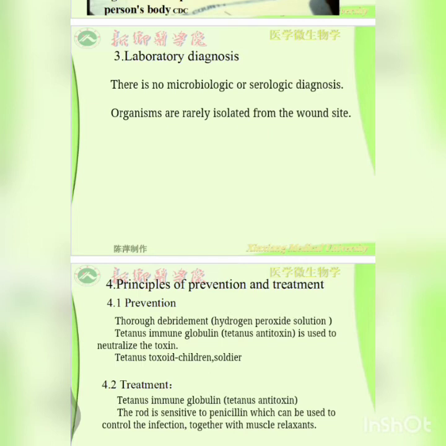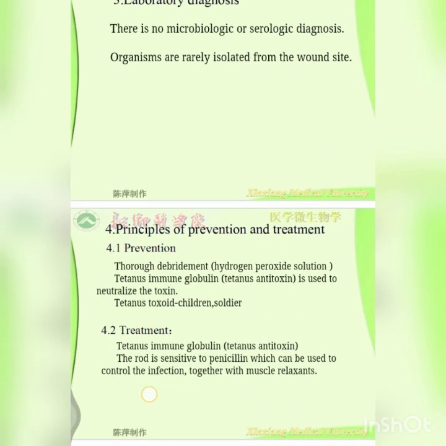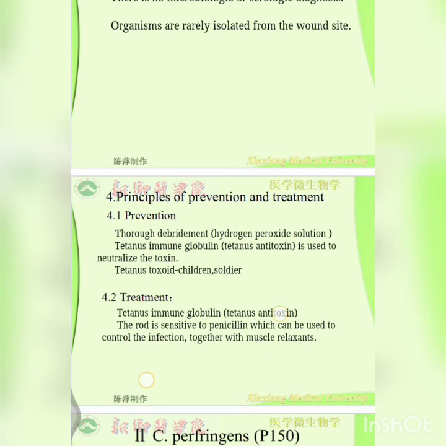And the treatment strategy; here we will see the prevention. Debridement, hydrogen peroxide solution, and tetanus immune globulin, which is very important. The tetanus antitoxin is used to neutralize the toxin, and the tetanus toxoid is given to children and soldiers. For treatment, tetanus immunoglobulin and antitoxin are used. The rod is sensitive to penicillin, which can be used to control the infection together with a muscle relaxant. Metronidazole can also be used as antibacterial therapy. We also use TIG, human anti-tetanus immunoglobulin, to control the toxin and control spasms, and we should maintain the airway by tracheostomy and maintain feeding.